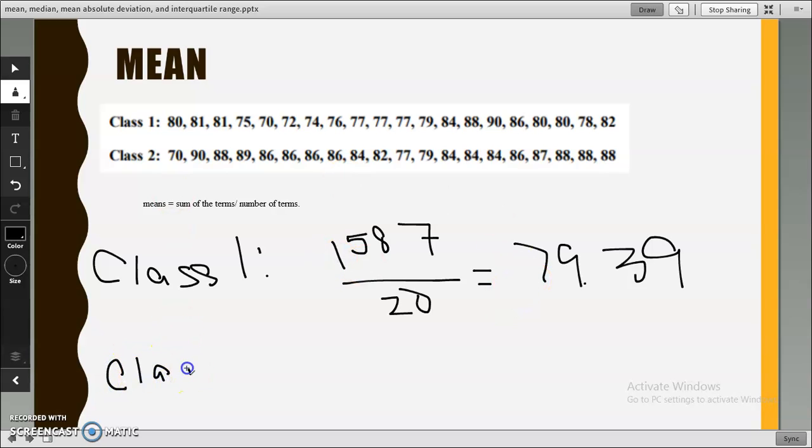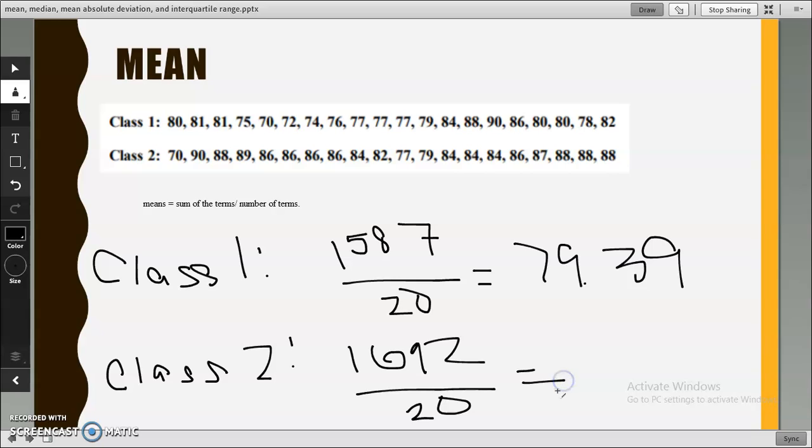Class 2, I add them up again, 70 plus 90 plus 80 plus dot, dot, dot, keep going. I get 1692, and the total amount again is 20. And I get 84.6. Here's a common symbol for mean. So the mean for class 1 is 79.39 and the mean for class 2 is 84.6.